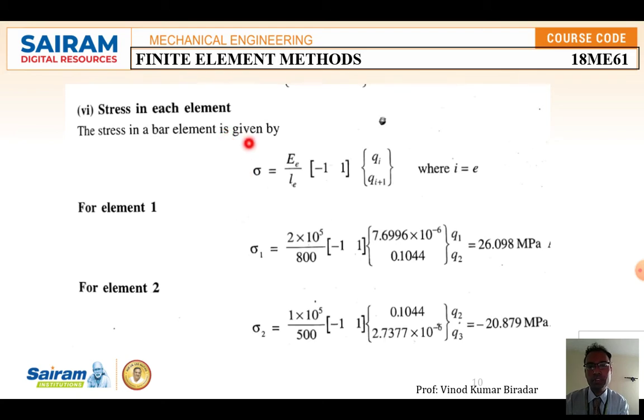What is the formula for stress? Stress is equal to E by LE times minus 1, 1. This is the formula; you have to substitute in this equation and you are going to get the stress in each element. Since only two elements are there, you have to calculate stress 1 and stress 2. Stress 2 being minus indicates that the stress is acting in the opposite direction. Megapascal or Newton per mm square, both are the same.